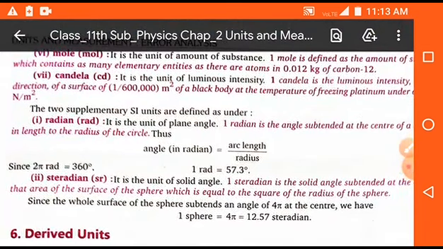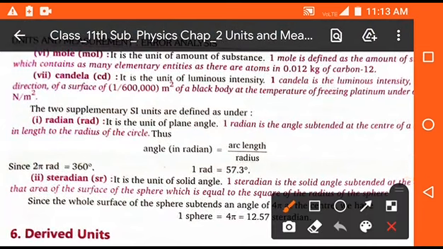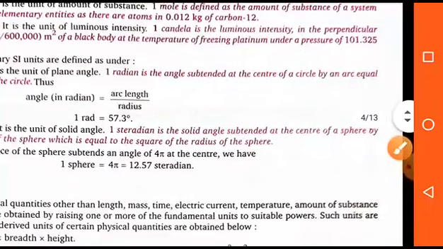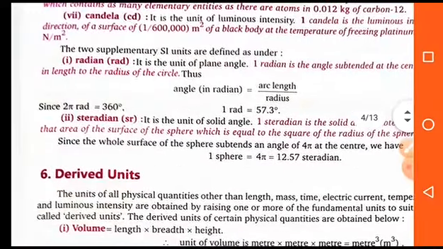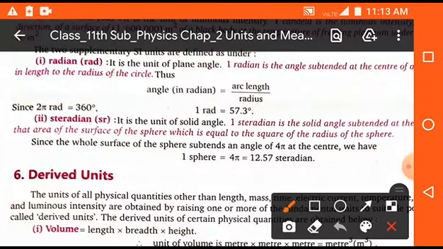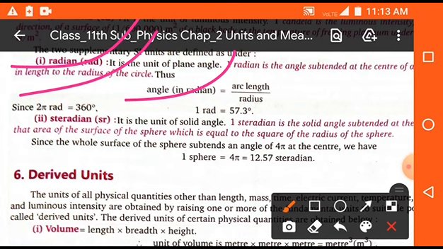Now we discuss supplementary units. So first is radian. It is the unit of plane angle, and 1 radian is the angle subtended at the center of a circle by an arc equal in length to the radius of the circle. Clear? Now, angle is equal to arc length upon radius, and 1 radian is approximately equal to 57.3 degree.